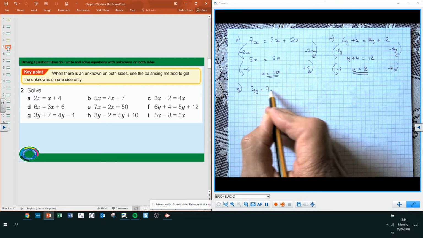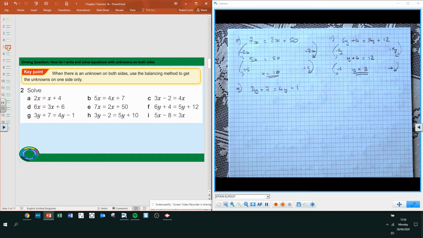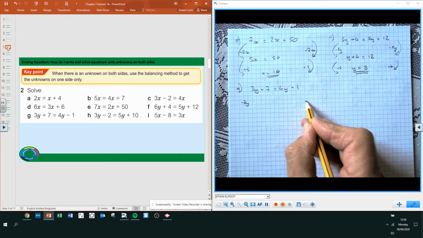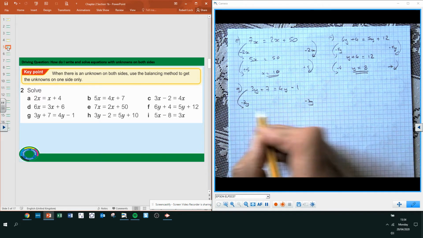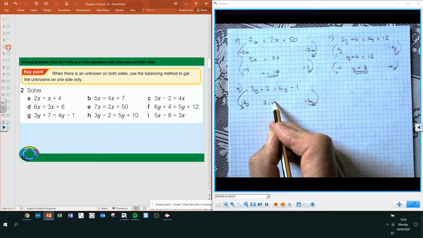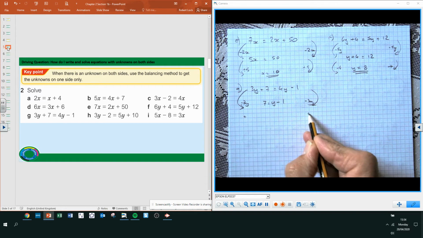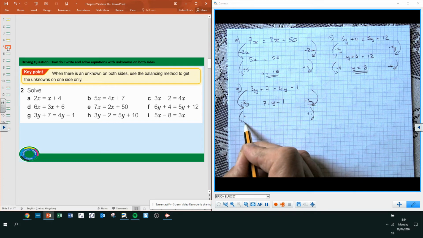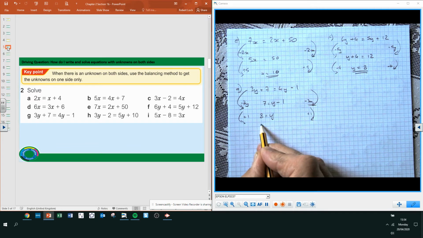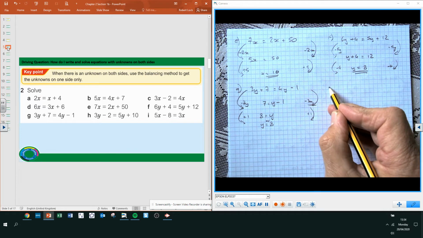3y plus 7 equals 4y minus 1. The bigger numbers are now on the right hand side. So minus 3y on both sides. So that means 7 equals y minus 1. Add 1 on both sides. 7 plus 1 is 8 equals y, or y equals 8. Same answer. G. H.